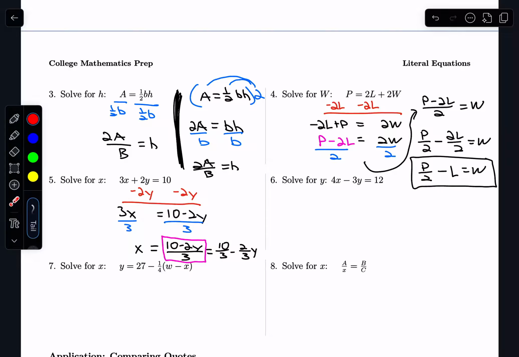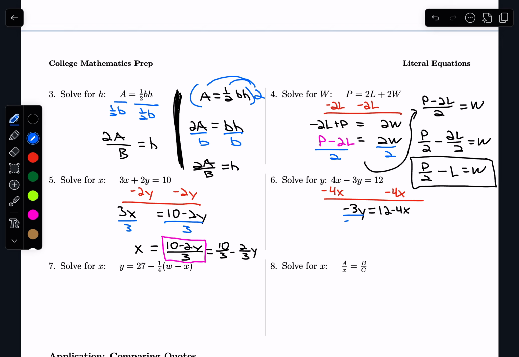All right, number 6, we're going to do the exact opposite of what we just did. We want to solve for y this time instead of x, and it says 4x minus 3y equals 12. So the process is the same, we're just trying to get a different letter isolated. So in this case, I'm going to subtract 4x from both sides. Where again, on the right side, when I subtract that 4x, I write it off to the side of the 12 to remind myself they are not like terms. So I have negative 3y equals 12 minus 4x.